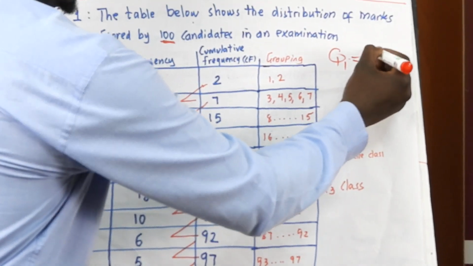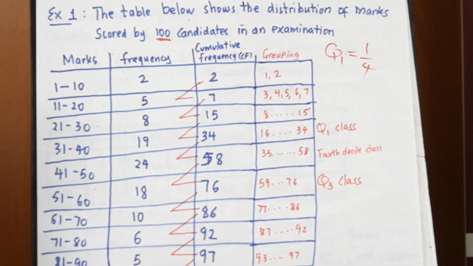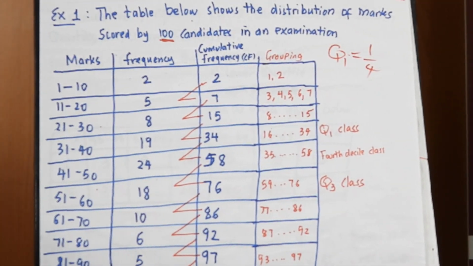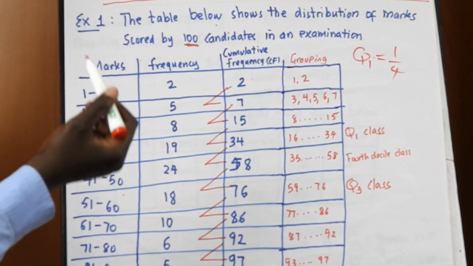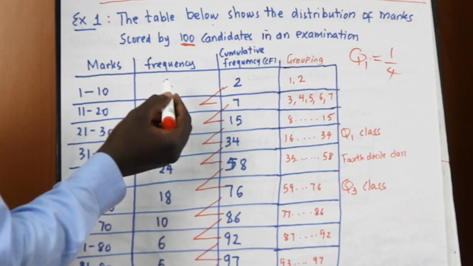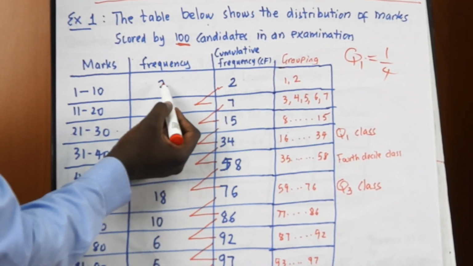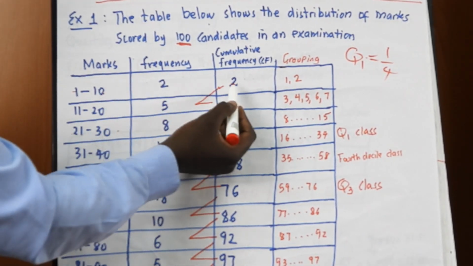Q1 is basically a quarter of the data. Where is a quarter of the data lying? So if we look at this, we do a table for the cumulative frequency. And remember to do the cumulative frequency. The first one is 2. Between 1 to 10, there are 2 students.